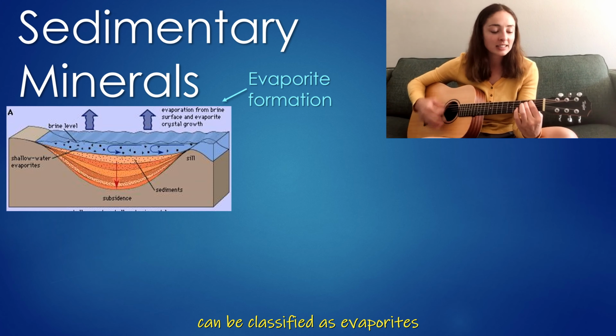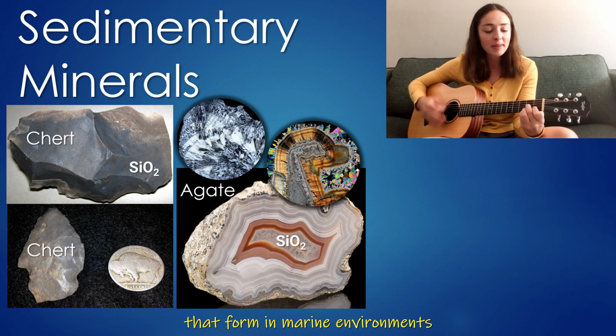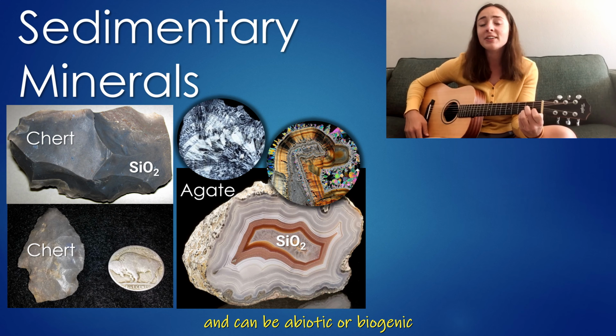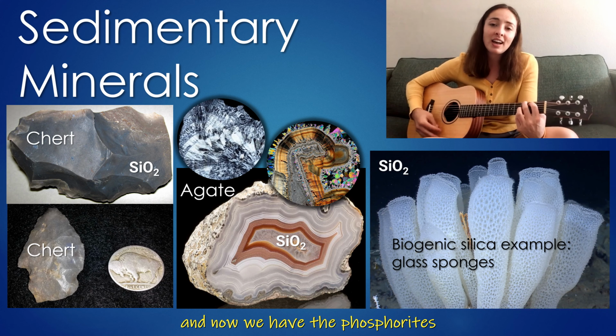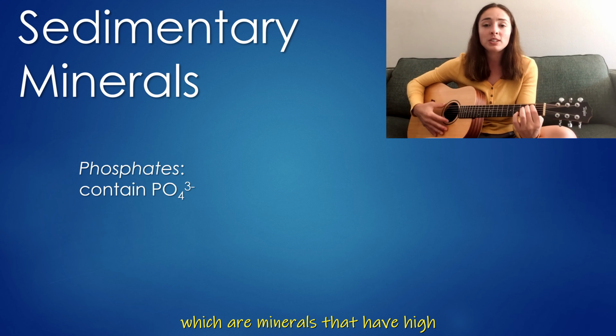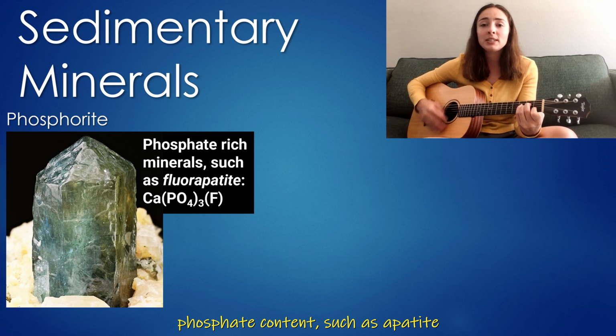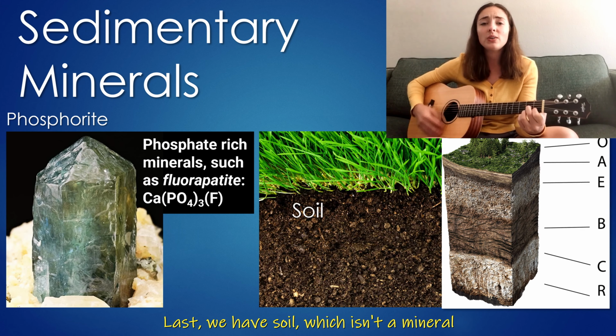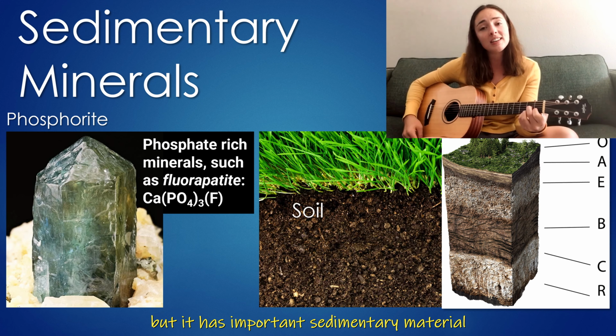And now we have the silicates, which include chert and agate, which are microcrystalline quartz minerals that form in marine environments and can be abiotic or biogenic. And now we have the phosphorites, which are minerals that have high phosphate content, such as apatite. And last we have soil, which isn't a mineral, but it has important sedimentary material.